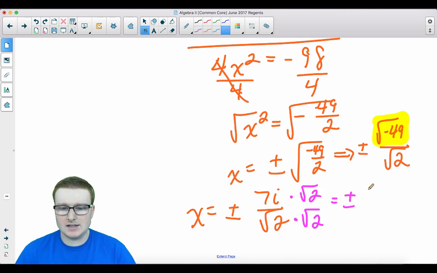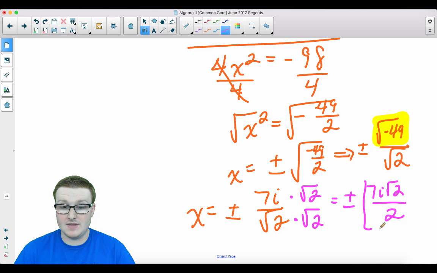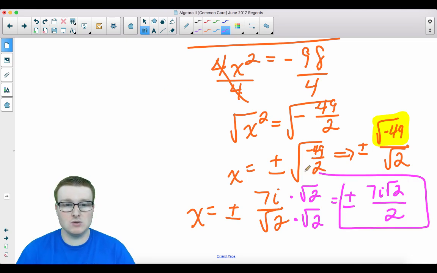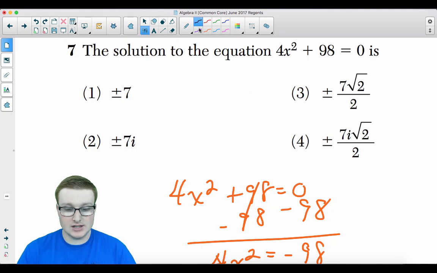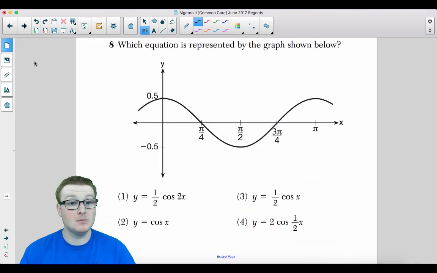So we get plus minus 7i radical 2 divided by, now rad 2 times rad 2 is the square root of 4. Square root of 4 is 2. And that, ladies and gentlemen, is your answer to this question. Plus minus 7i rad 2 all over 2. Your answer is choice 4 for that question. All right, not too bad. Moving on to number 8.